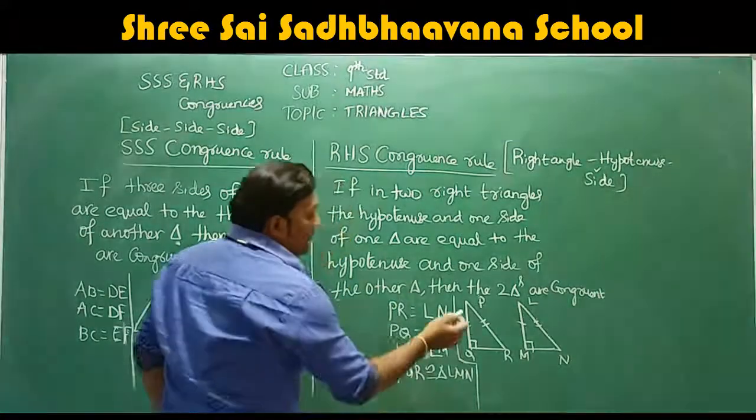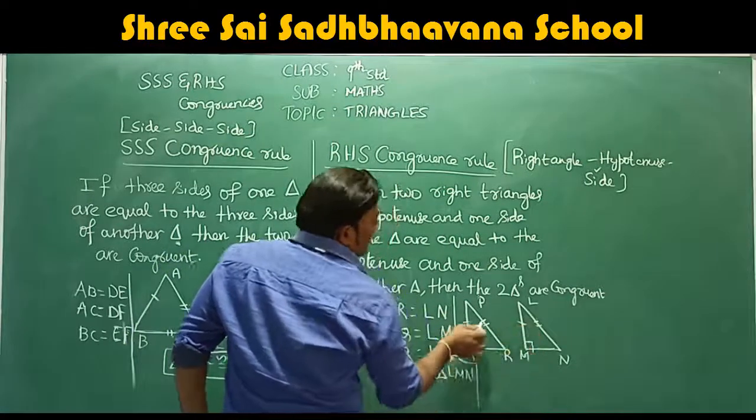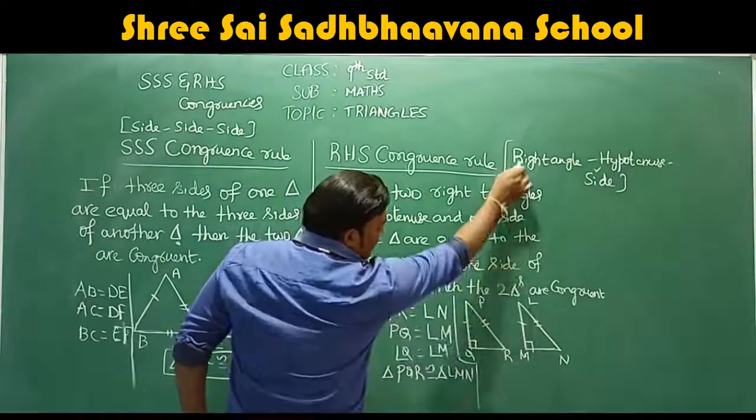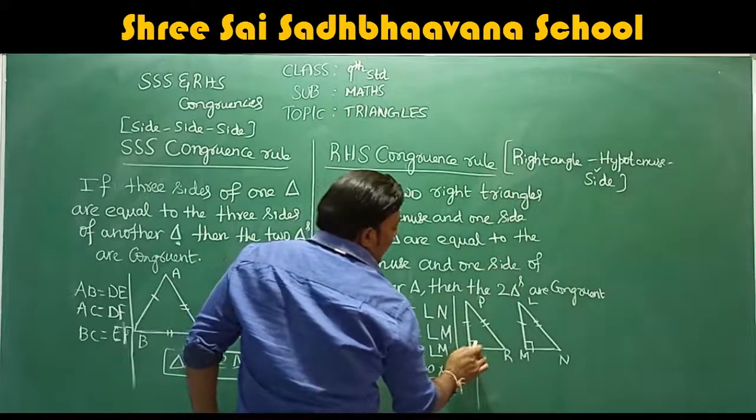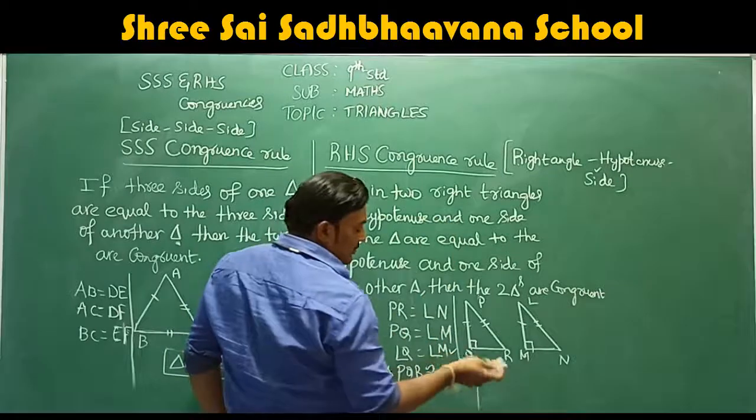Let me consider an example. In triangles PQR and LMN, the hypotenuse, first is right angle. So right angle, so angle Q is equal to angle M. So this is satisfied. This is equal. We are considering they are equal.